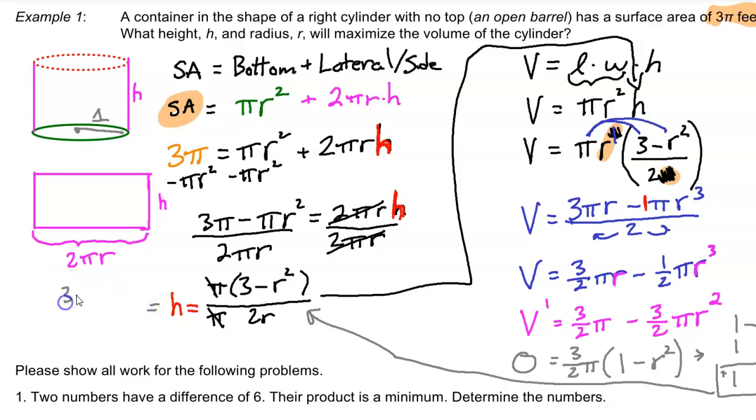So we have (3 minus 1) squared over 2 times 1. 3 minus 1 would be 2. 2 times 1 would be 2. So that's 2 over 2, which equals 1. So it turns out that to get the maximum volume, both the radius and the height will come out to equal 1.